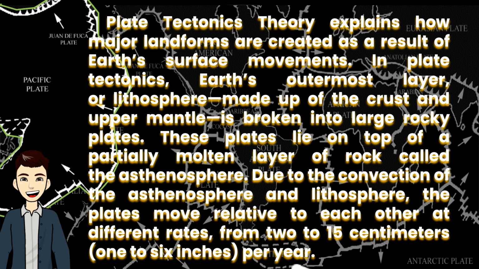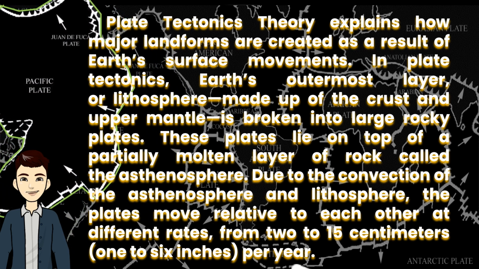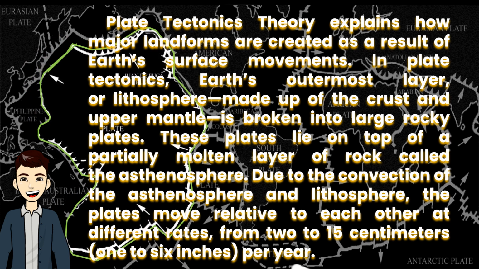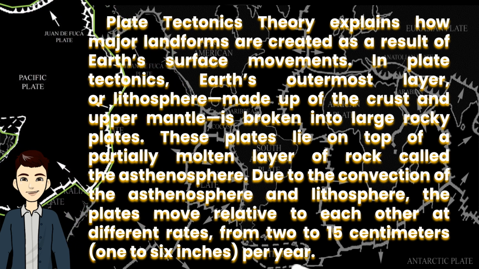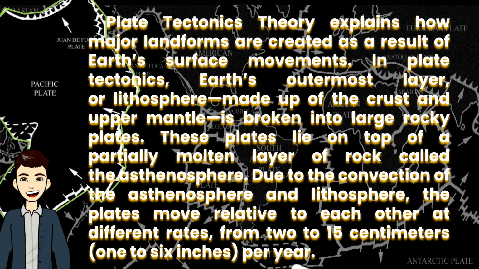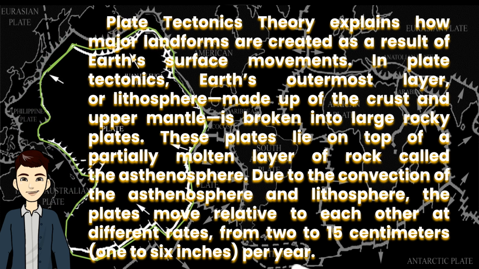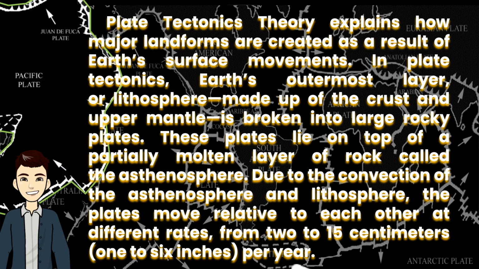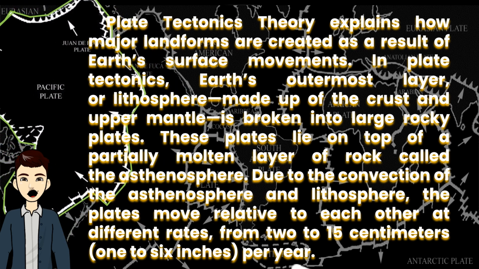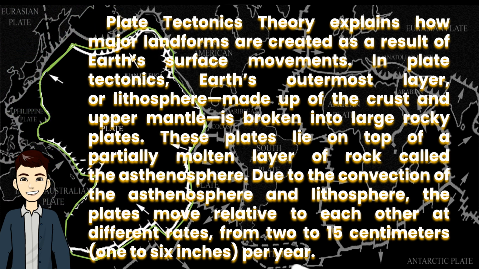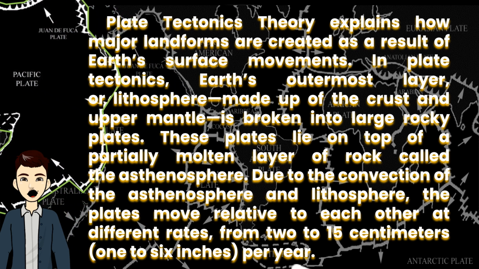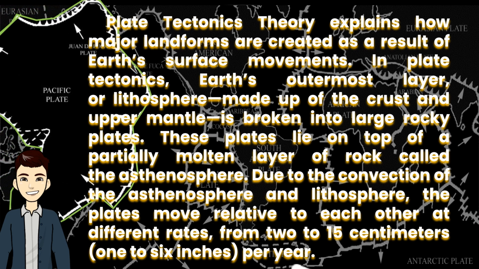In plate tectonics, Earth's outermost layer, or lithosphere, made up of the crust and upper mantle, is broken into large rocky plates. These plates lie on top of a partially molten layer of rock called the asthenosphere. Due to the convection of the asthenosphere and lithosphere, the plates move relative to each other at different rates, from 2 to 15 centimeters per year.